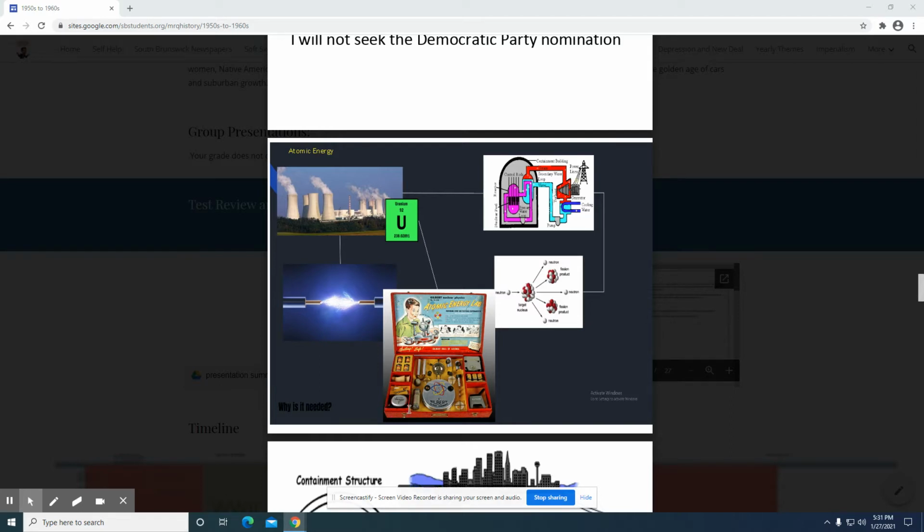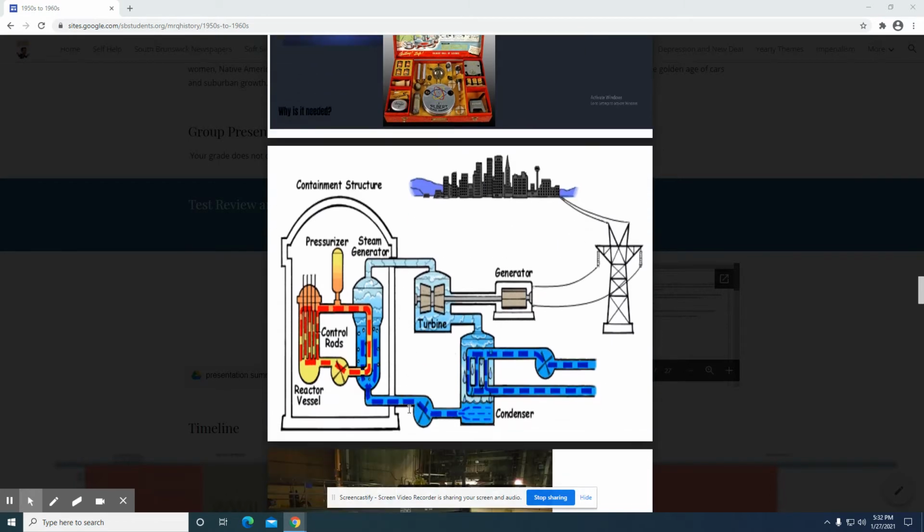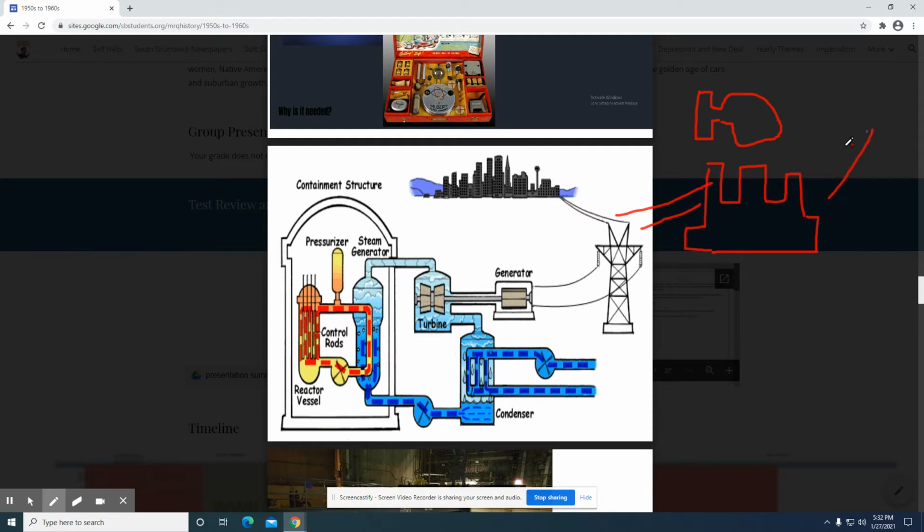So the group with atomic energy was given the task of looking at the evolution of atomic energy. For the most part, we know at the end of World War II, we have a nuclear bomb that is dropped on Hiroshima and Nagasaki. But we also learn that there are two major uses by any society for nuclear energy. So the first could be the use of a nuclear bomb that can destroy an entire city, or we could create a situation where we use that same energy to power a city to give it light.